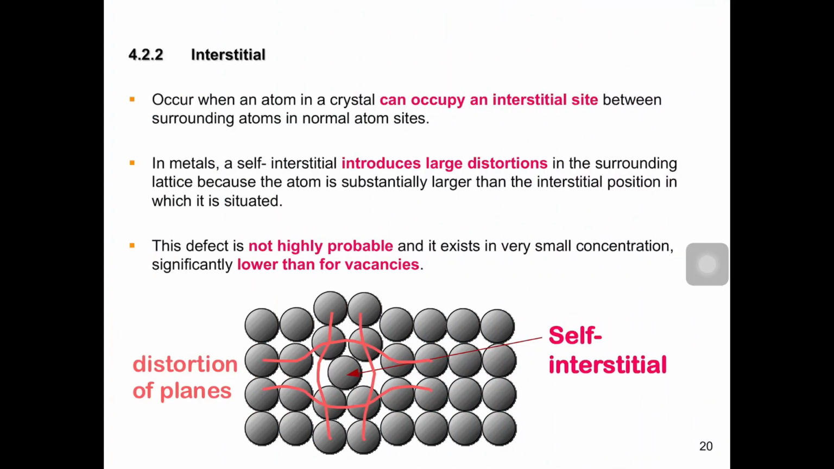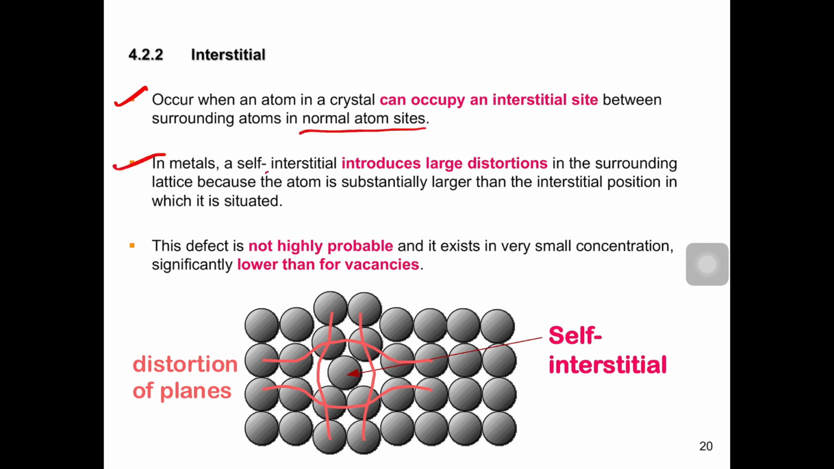Okay, we go on to the second part, interstitials in point defects. So what is an interstitial? It occurs when an atom in a crystal occupies an interstitial site between the surrounding atoms of normal atom size.